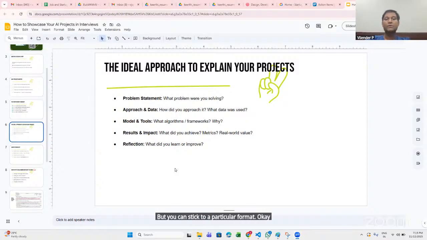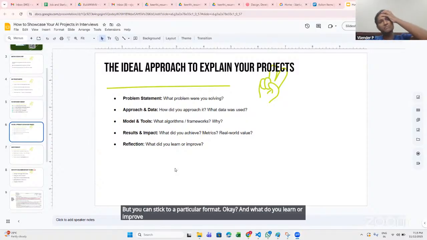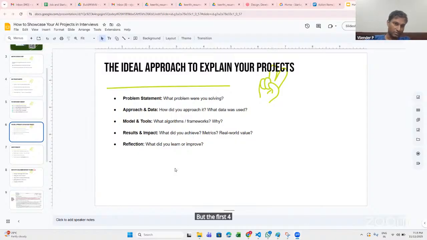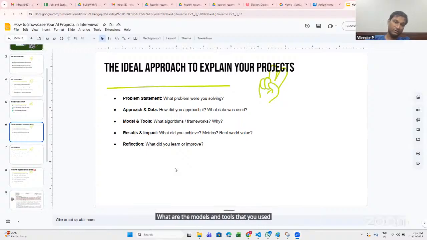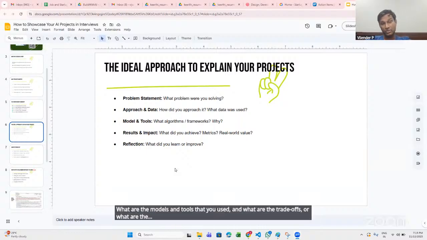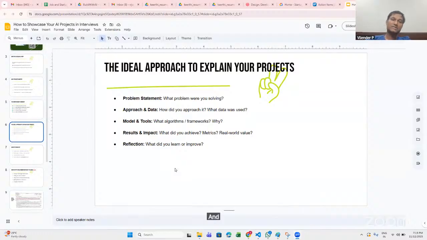And what did you learn or improve? Reflection is something that you don't have to directly talk about unless asked, but the first 4 points are important. So what was the problem statement that you had? What was the approach that you used? And what was the data that was used? What are the models and tools that you used? And what are the trade-offs or the pros and cons of using one model over the other, and what were the results and impact, right?